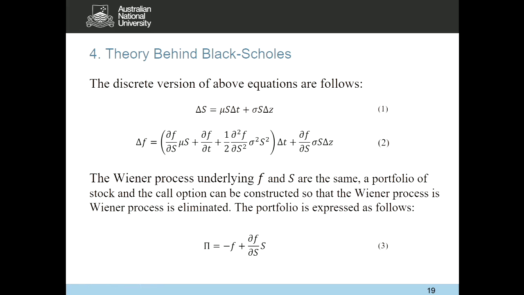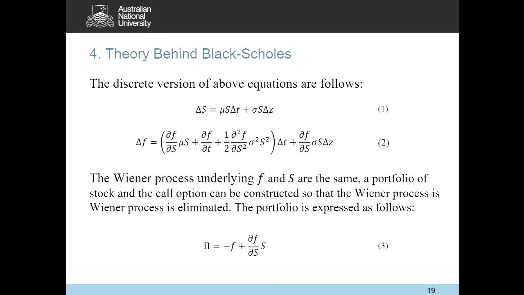Remember, last week what we did is we shorted a call option, and we bought delta shares. We bought that much amount of shares. Then what we get is a portfolio that is deterministic in value, which means that the portfolio is guaranteed to make a fixed payoff at time T.